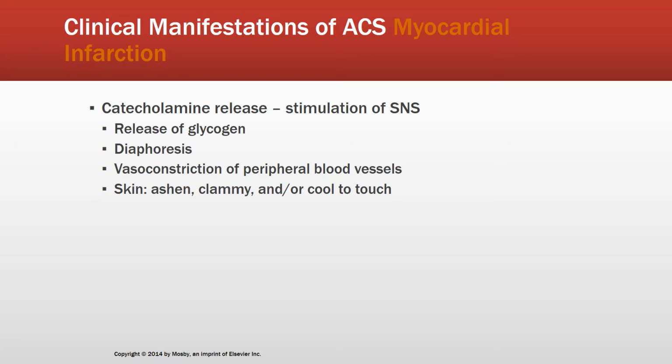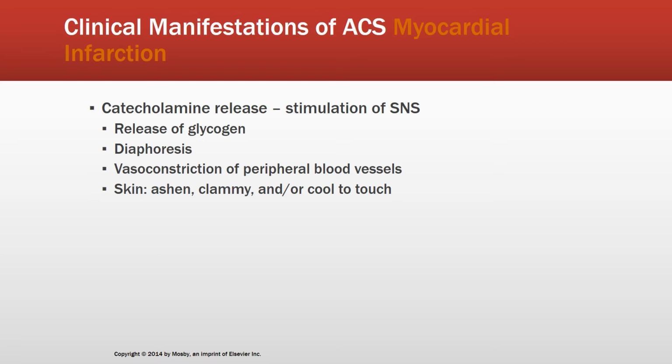What ends up happening is that during the initial phase of this MI, the ischemic myocardial cells will release catecholamines, and catecholamines is your norepi and epi, which is your fight or flight. So this is released. So initially, the patient will have tachycardia. They'll come in diaphoretic. They have the vasoconstriction, and they're clammy, cool to touch.